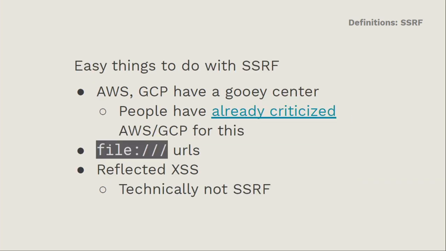File URLs are another interesting thing to try, especially on older stacks. You may be very familiar with these from CTFs and stuff like that. The other interesting thing to try is that if you can proxy through GET requests, you can do reflected XSS. You just have to point to a URL with some malicious HTML and JavaScript, though then it's technically not SSRF because the attack scenario is different.